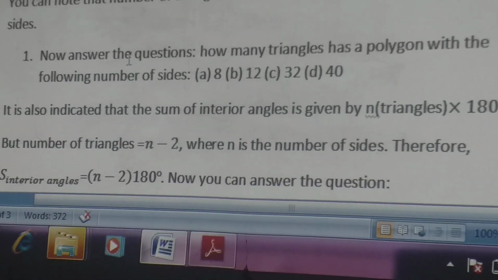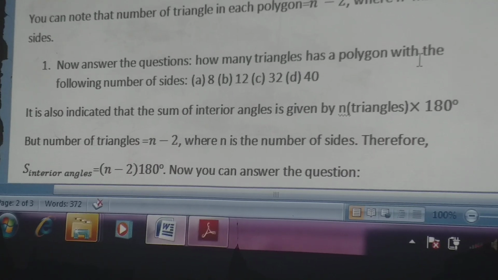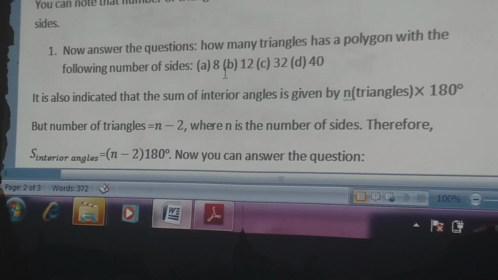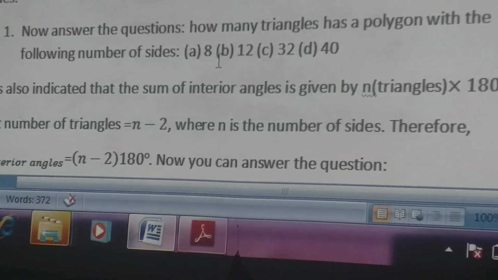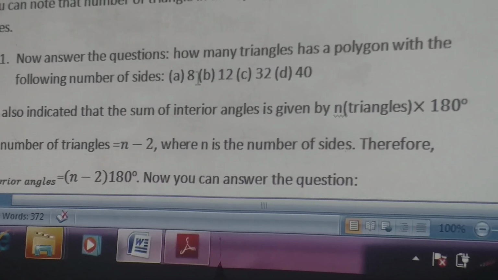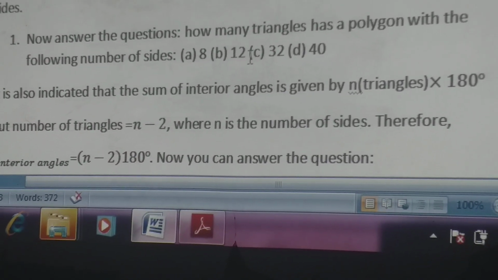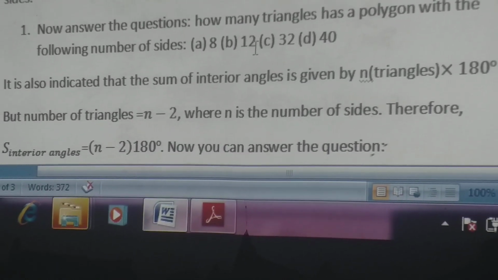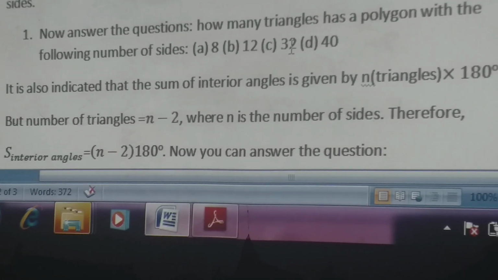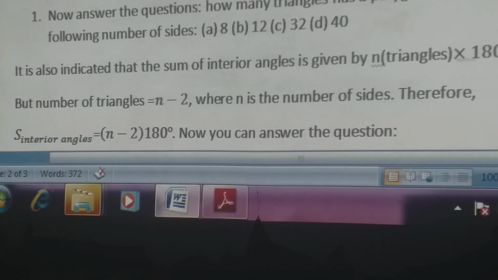Which means now you can answer the questions. How many triangles are in a polygon with the following number of sides? 8 sides. How many triangles are in an 8-sided polygon? With an 8-sided polygon, we have 6 triangles. With a 12-sided polygon, we have 12 minus 2, which is 10 triangles. With a 32-sided polygon, how many triangles do we have? It's food for thought.